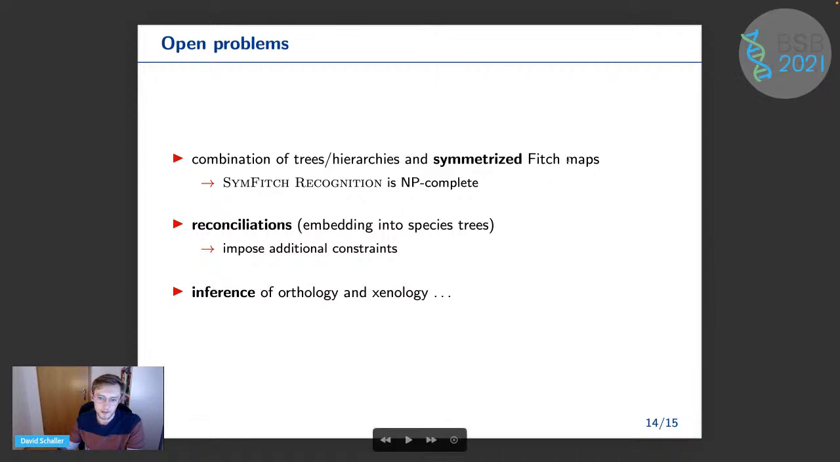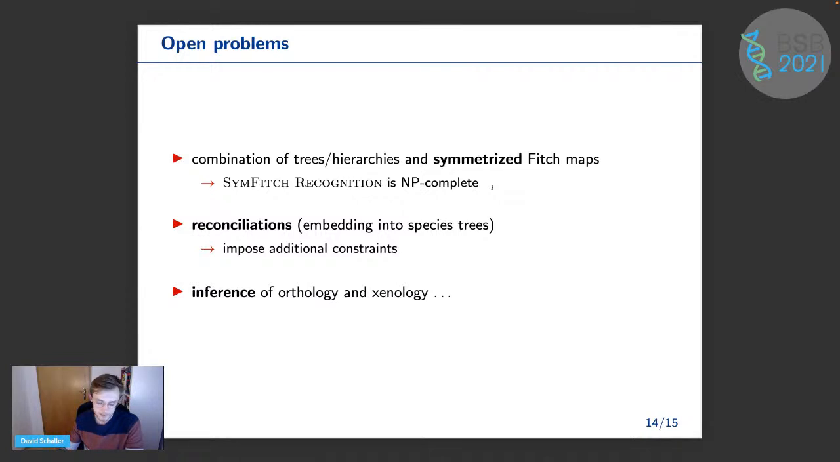And even recognition of such so-called symmetrized Fitch maps is an NP-complete problem, and therefore checking whether they are compatible with other information, such as trees or orthology, is probably not much easier.